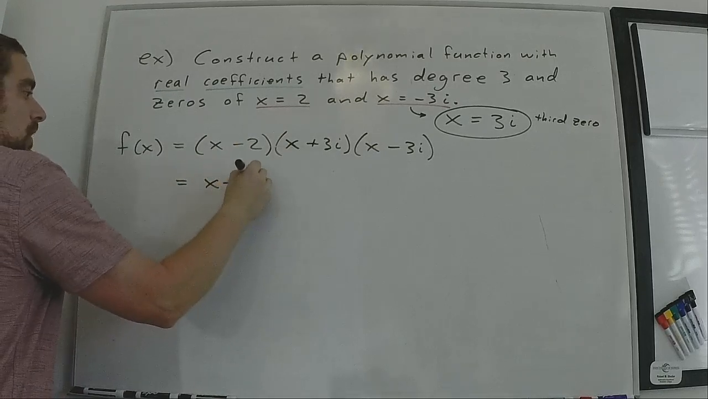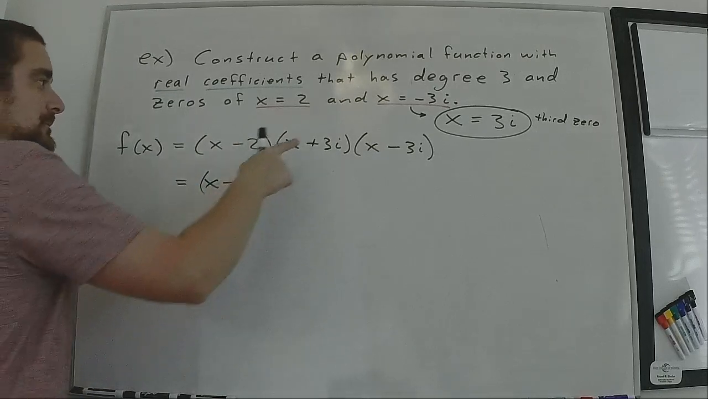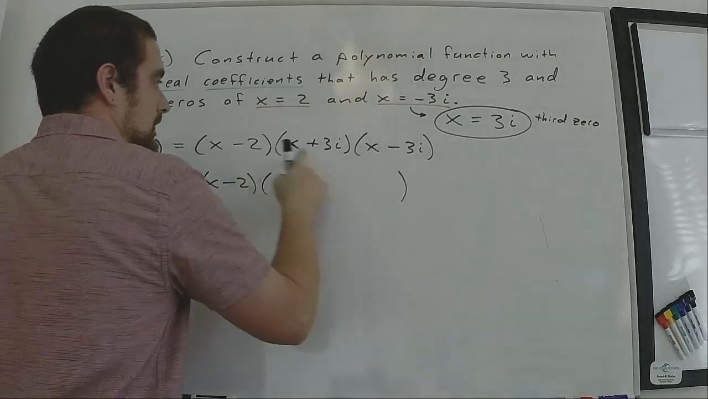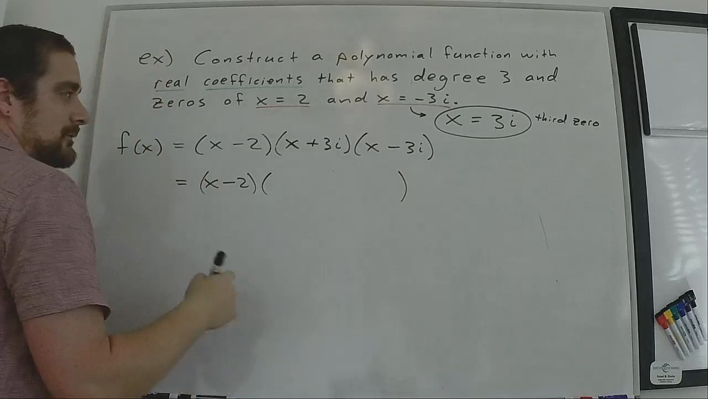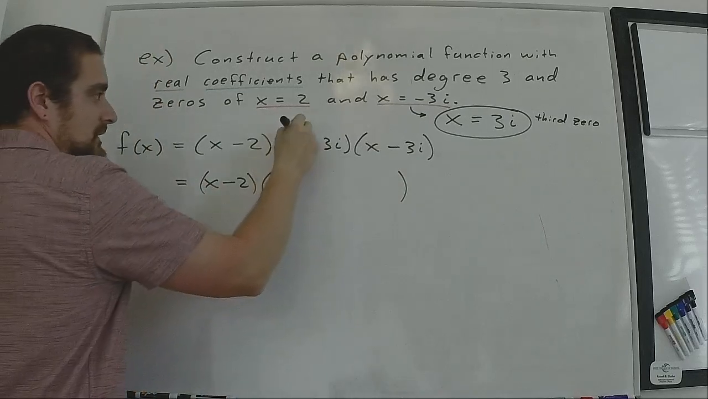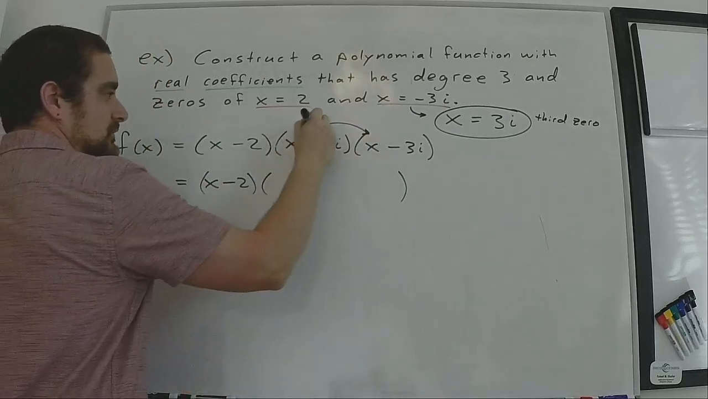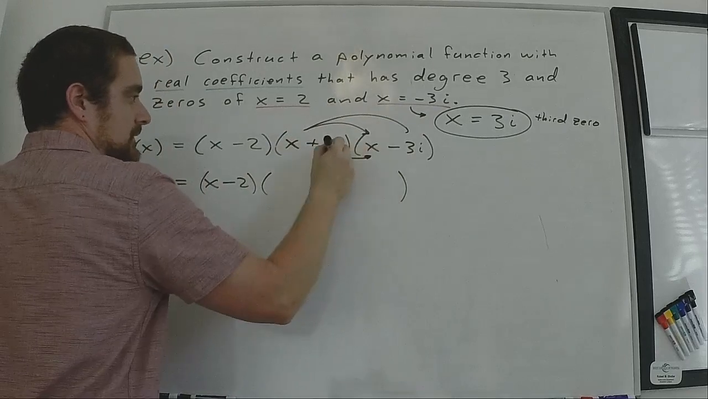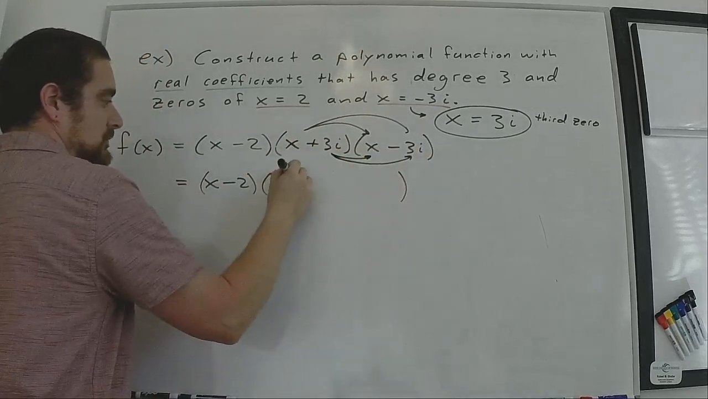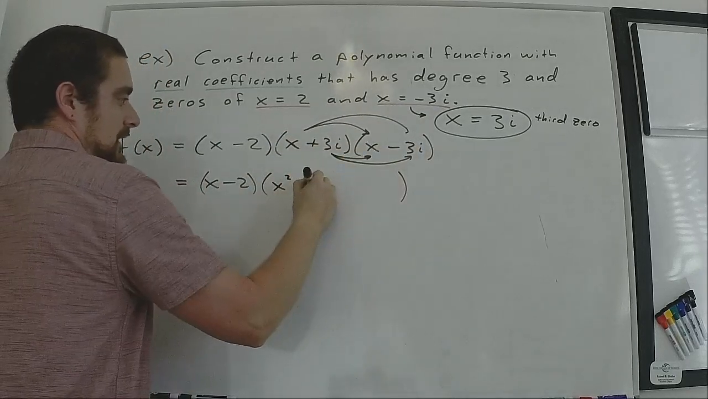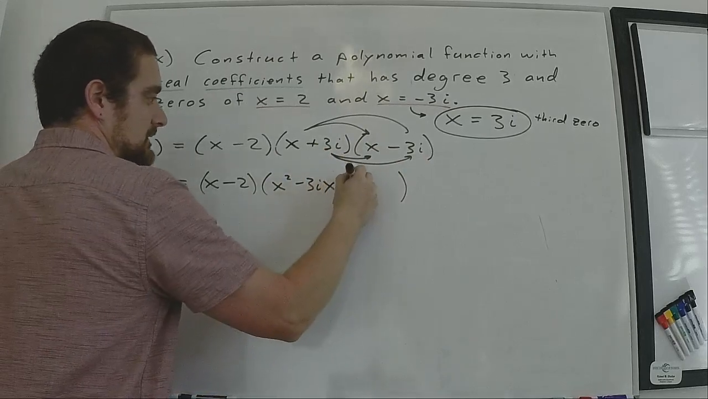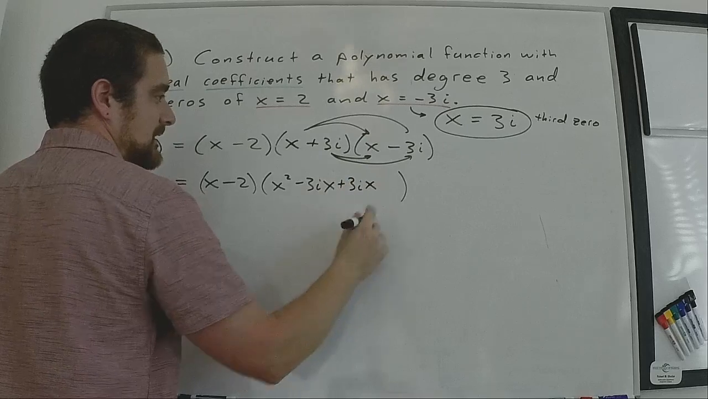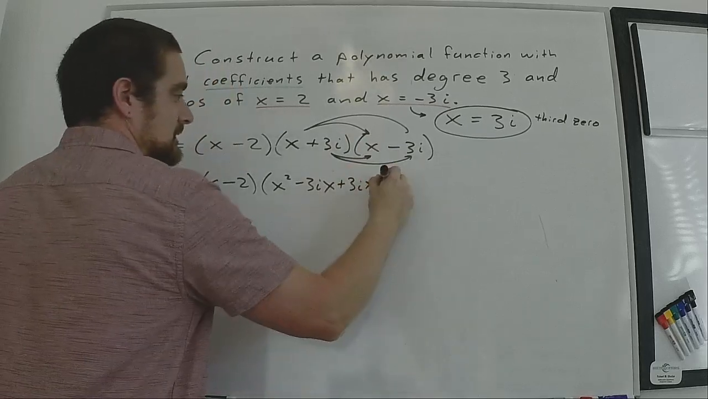I'm going to hold off on the x minus 2, and I'm going to look at x plus 3i times x minus 3i. I'm going to do that one first because it's a little different, but it is still a FOIL. We're just distributing. So we're going to do the first times the first to pick up x squared. The outer times the outer is minus 3i times x. The inner times the inner is a positive 3i times x. And the last times the last is minus.